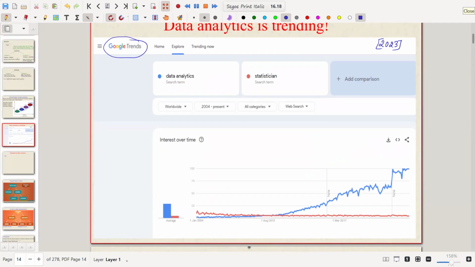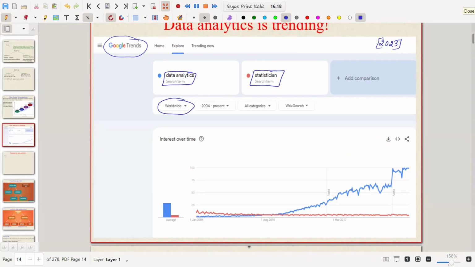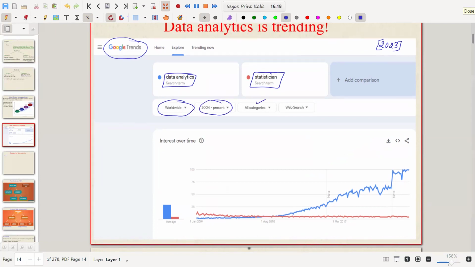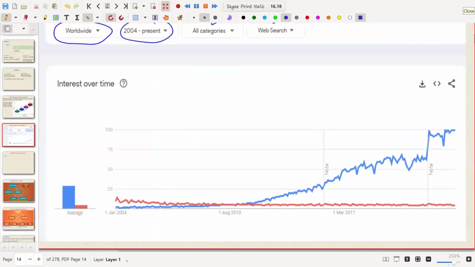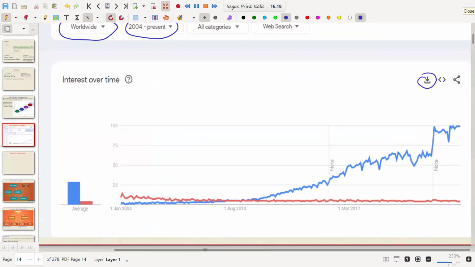What it tells us: I just used two terms. I used the search term data analytics, and another search term statistician. I set worldwide search, data from 2004 till 2023, all categories, and web search. All these settings I gave to Google Trends, and I got this graph. I will zoom it for you. You can download this as a PDF also and share it with other people. Maybe you can get a code for this also here.